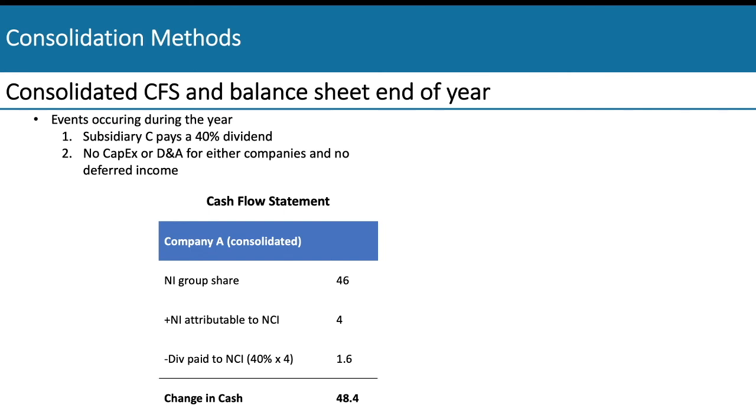But you subtract out the dividend that is paid to this non-controlling interest. And so here we said that subsidiary C pays 40% of dividends, so you would record 40% of the 4, and the 4 is the net income attributable. And so at the end, you'd end up with 48.4 in cash. It's a little bit confusing, so maybe just go a little bit back in the video, have another look at the balance sheet, the income statement, and then how this flows into the cash flow statement.